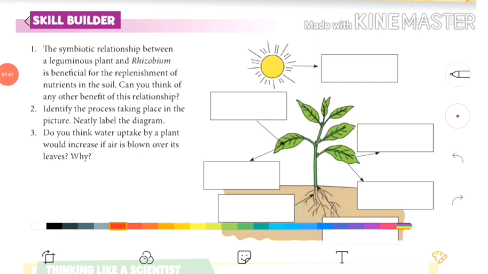Okay guys, let's solve the skill builder. The first one: the symbiotic relationship between a leguminous plant and rhizobium is beneficial for the replenishment of nutrients in the soil. Can you think of any other benefits of this relationship? Yes, another benefit is shelter. The plants give shelter, and nutrition is provided by the rhizobium to the plant. So this is the benefit to each other in the leguminous plant.